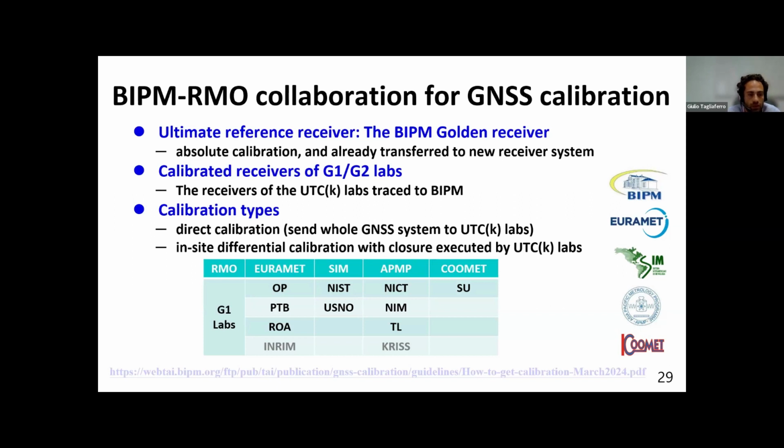If you are part of one of these regional metrological organizations, you should contact one of the designated labs to get the calibration. In the slide, you can find the link with all the persons of contact for each lab. And if you are not part of one of these regional metrological organizations, you can contact any one of the G1 labs or the BIPM directly. Next slide, please.